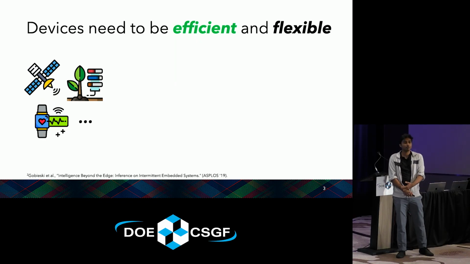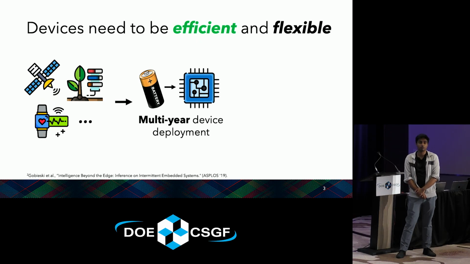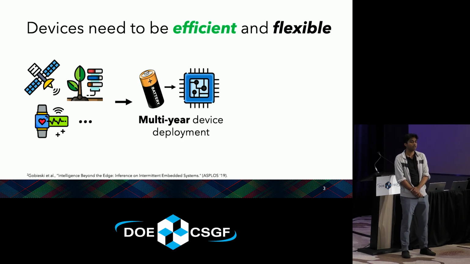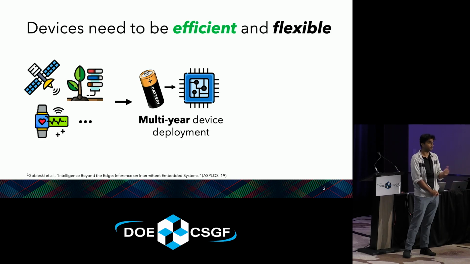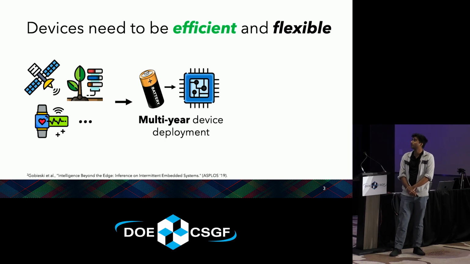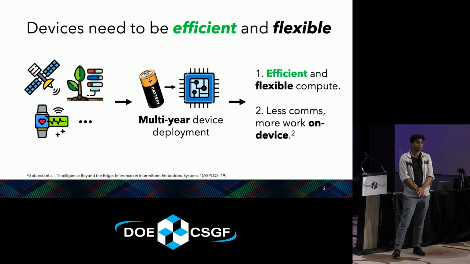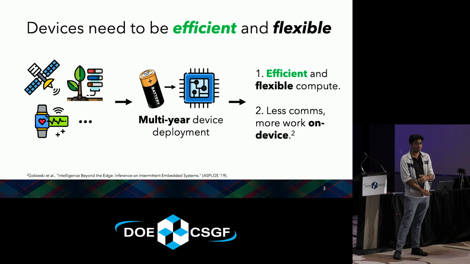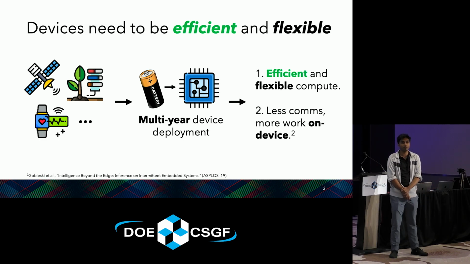And so with all of this going on, this kind of begs for multi-year device deployment. It's really not sustainable to think about all of these applications and devices if we need to replace a device every few months, or if we need to replace batteries every few weeks or something like that. And so this has two implications. We need compute that is both efficient, so that we can run our device on a commodity AA battery for a very long time, and it needs to be flexible.